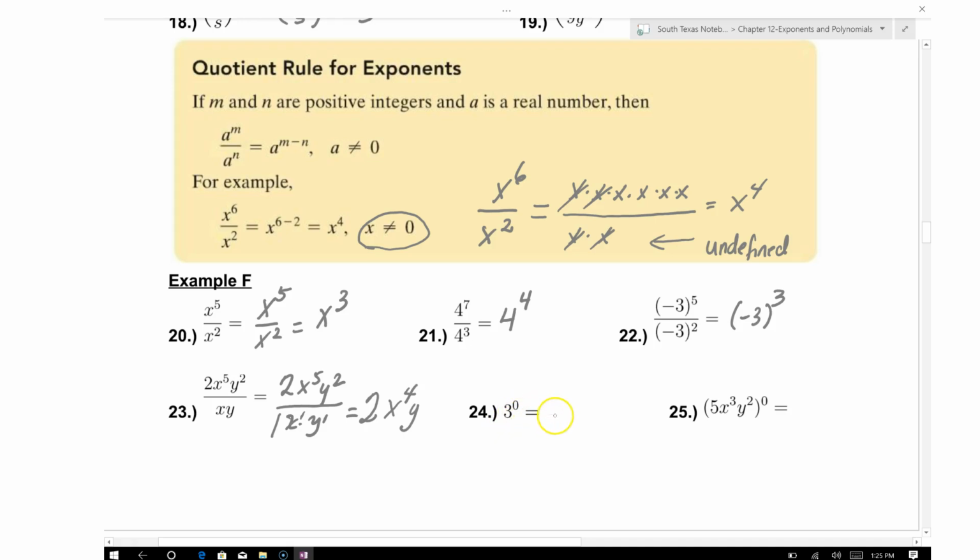3 to the 0 power is going to be 1. Anything that is raised to 0 will be 1. So you see how this entire term here is 5, x to the 3rd, y to the 2nd, raised to the 0, that will be 1. So for the quotient rule, when you're dividing, you will be subtracting the exponents.